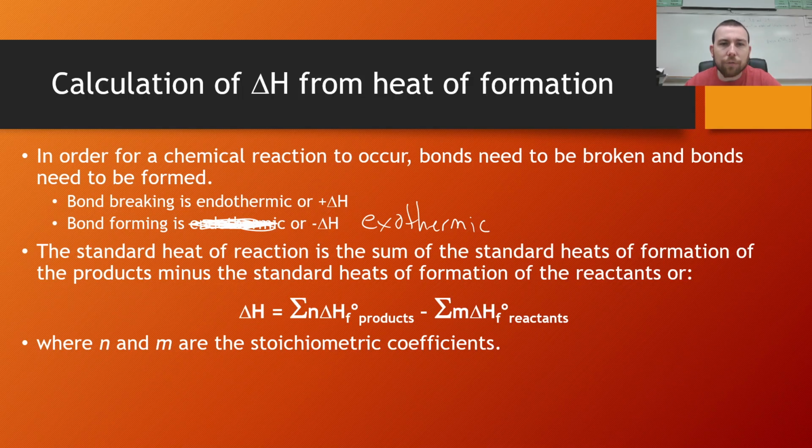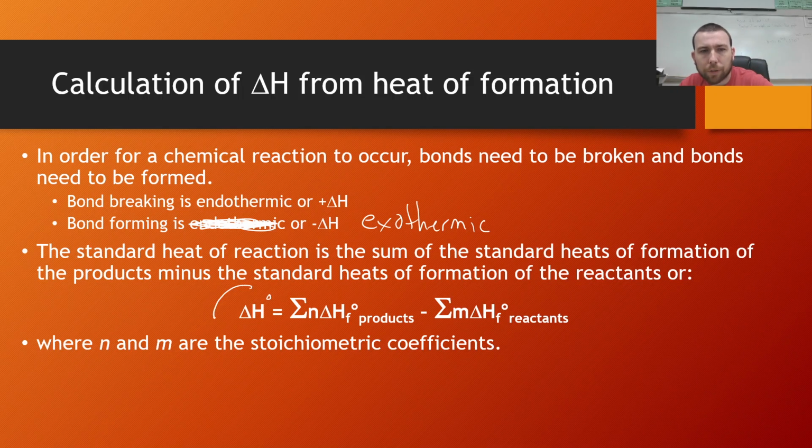Now, the standard heat of reaction is the sum of the standard heats of formation of the products minus the standard heats of formation of the reactants. So delta H naught is going to be equal to the sum of the enthalpies of formation of the products minus the sum of the enthalpies of formation of the reactants. And keeping in mind here, n and m are going to be the stoichiometric coefficients of each of your individual products and reactants in your balanced chemical equation.